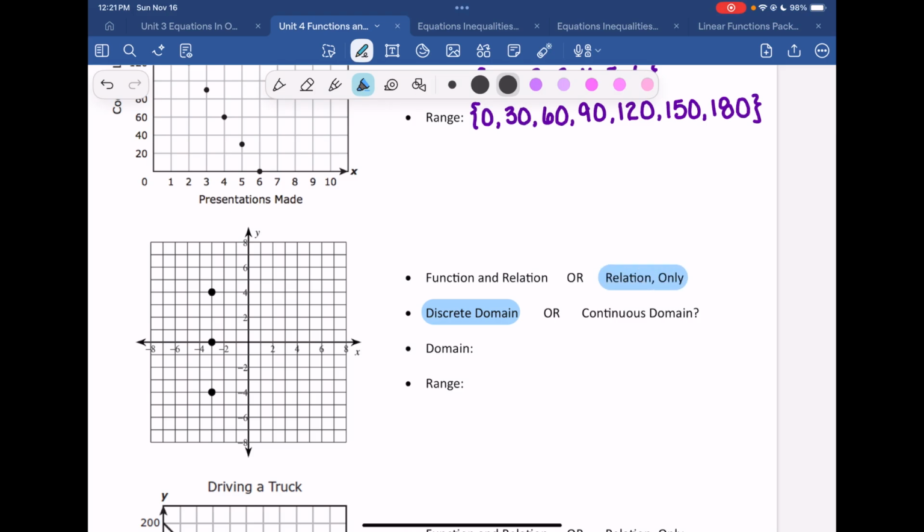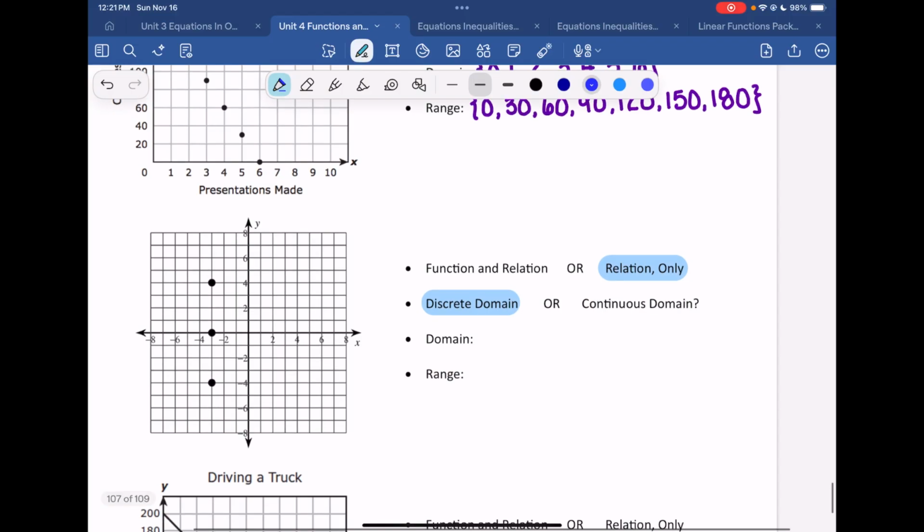Okay. But nevertheless, we're still going to express the domain and range using a list, just like we did for the previous one. So if you notice for the domain, all 3 of these points all have an x value of -3. Because if you trace to the x-axis, they all are associated with an x of -3. So what you do is you make the braces, but you just put -3. There's nothing else.